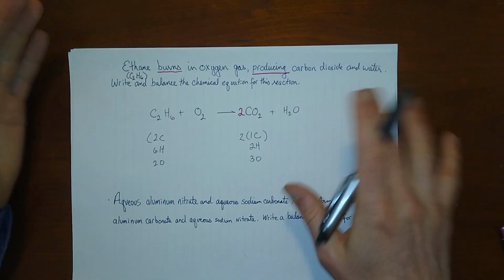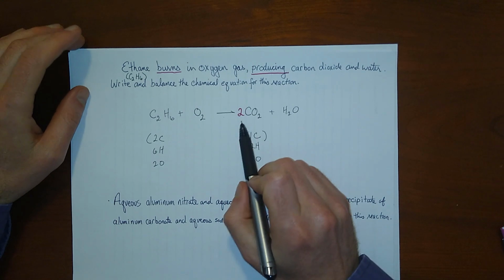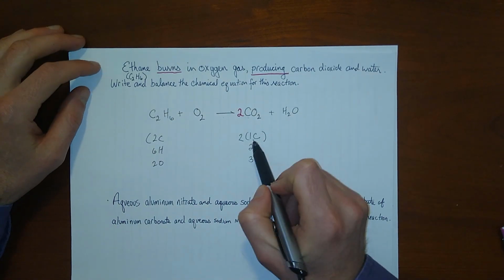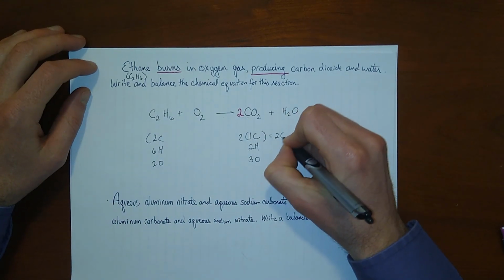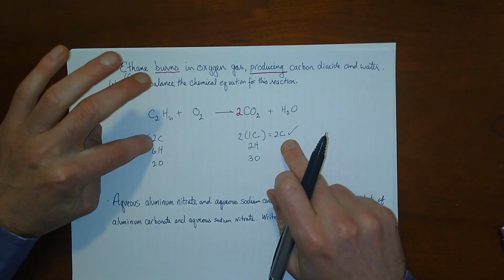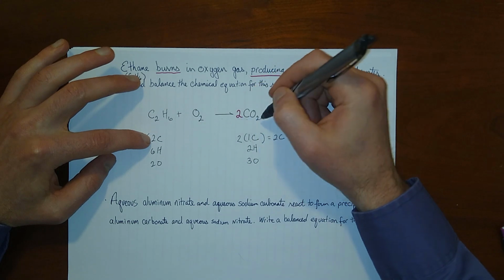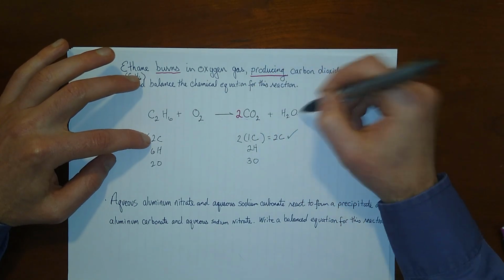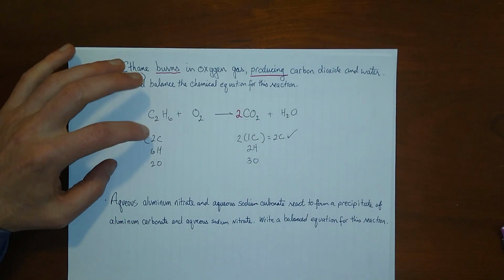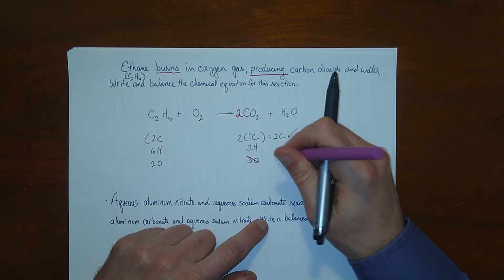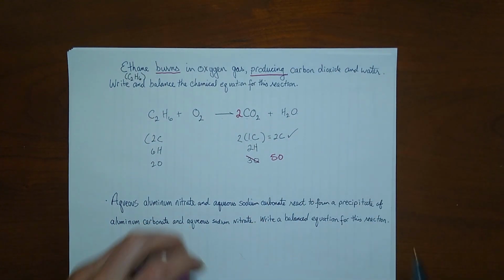Okay, now I have to recount. I have to recalculate my numbers. I changed not only the number of carbons here to 2, so I have 2 carbons and 2 carbons, that's good, but I also changed the number of oxygens. So now I have 2, 4, and an extra. So now this is 5 oxygens instead of 3.